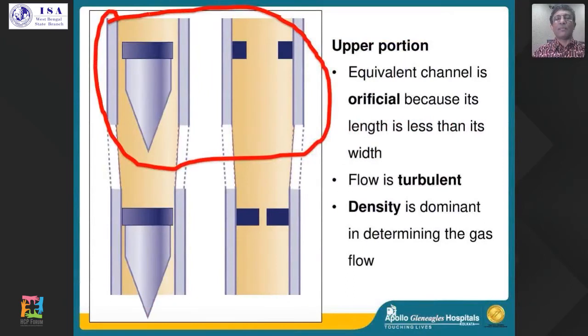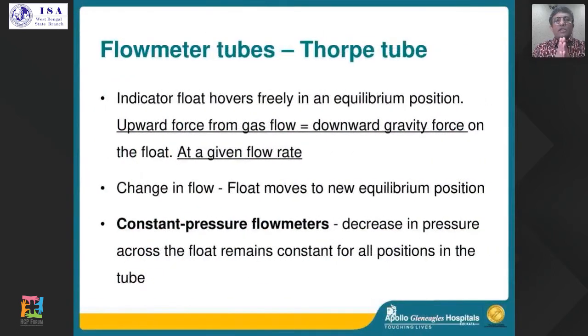Contrast this to the upper portion when you have set higher flows. The channel is orificial because its length is less than its width. Then the flow is turbulent, and in a turbulent flow, density is the dominant feature in determining the gas flow. If you look at this Thorpe tube, the indicator float is hovering freely in equilibrium, and the upward force from the gas flow is equated by the downward force of gravity at a given flow rate, and any change in flow rate will move it up or down.